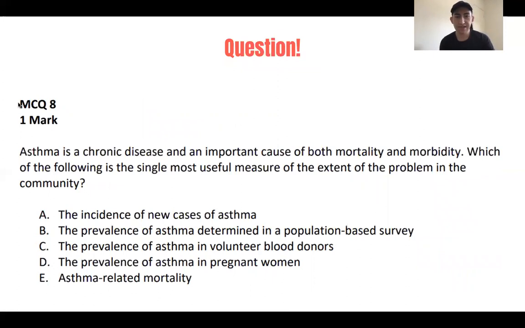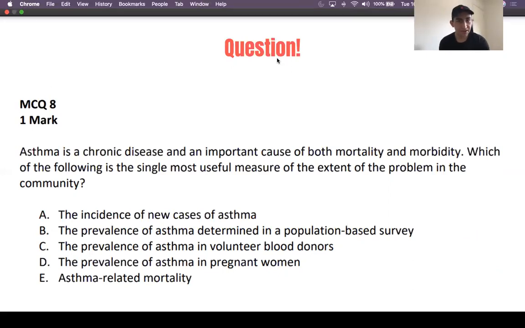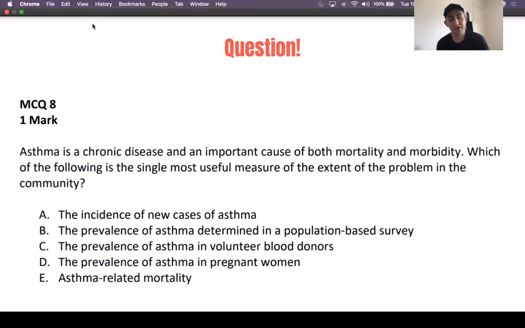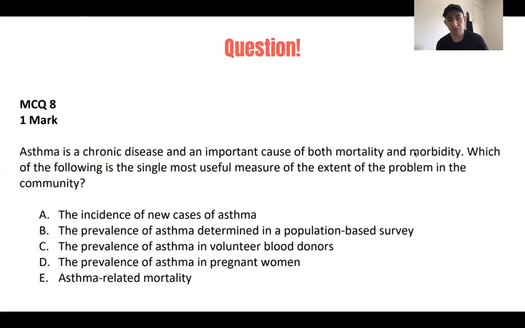Asthma is a chronic disease and is an important cause of both mortality and morbidity. Which of the following is the single most useful measure of the extent of the problem in the community? I know this isn't really a rep kind of question, but I know that they'd love to repeat that question. So if something like this were to come up, which one would you guys put down as the answer?